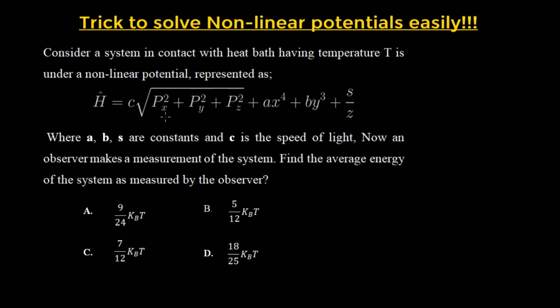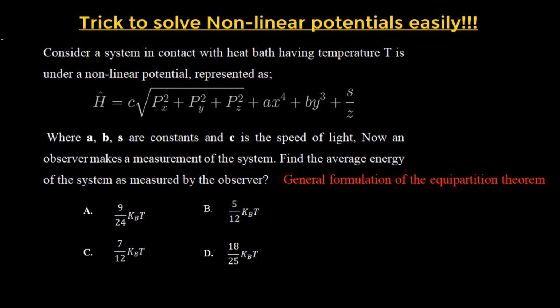So you can see that the Hamiltonian has x to the power 4, y cubed and 1 by z terms. Usually, if you try to use the equipartition theorem by looking for quadratic terms, you can't solve this problem. But there is another way to do this problem very easily. The theorem is the general formalization of the equipartition theorem itself.